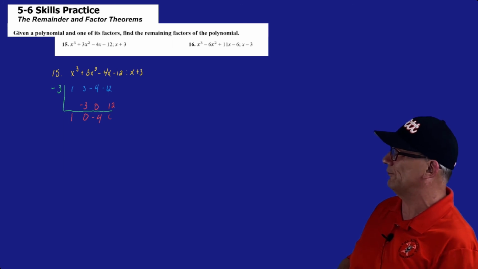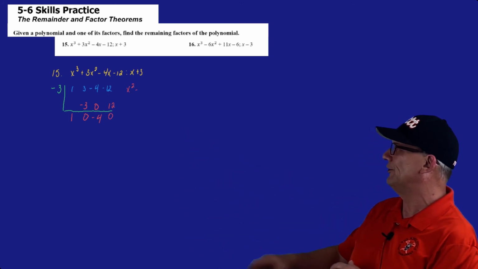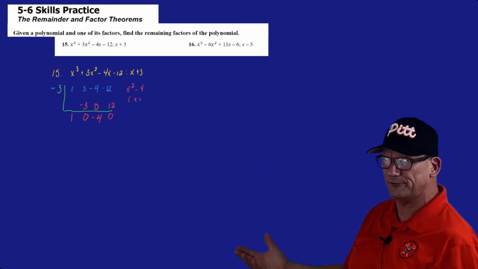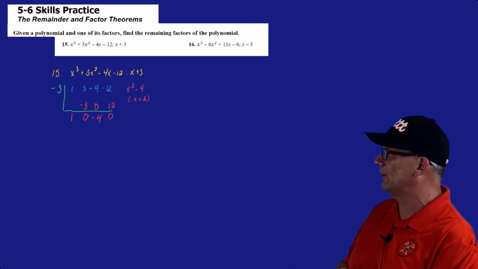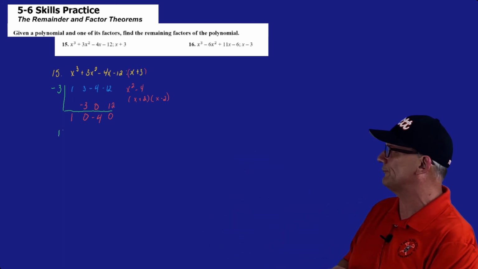So what are we left with? We're left with x squared minus 4, because there's a 0 there. You should recognize that as a difference of two squares. That's x plus 2, x minus 2. That's the pattern. The only way to eliminate the middle term is to have the exact same binomials with different signs. So there are your factors.